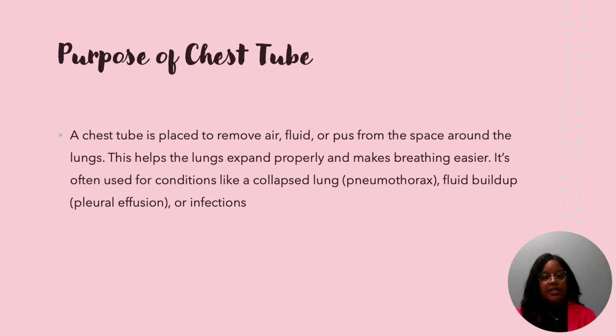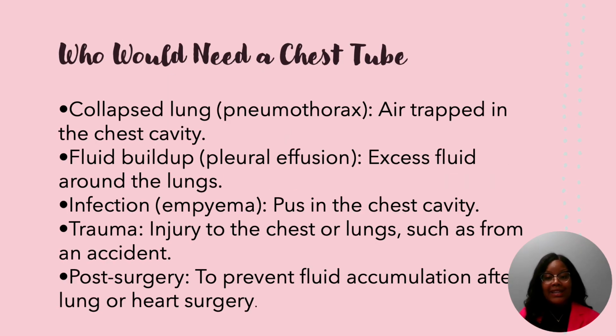All right, so the first thing to know is what is a chest tube for? A chest tube is placed to remove air, fluid, or pus from a space around the lungs. This helps the lung expand properly and makes it easier to breathe. It's often used for conditions such as a collapsed lung, which is pneumothorax, a fluid buildup, pleural effusion, or infections. So the biggest takeaway from this slide is to know that the purpose of a chest tube is to remove air, fluid, or pus.